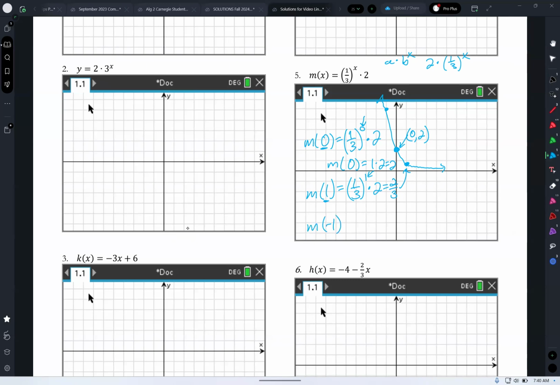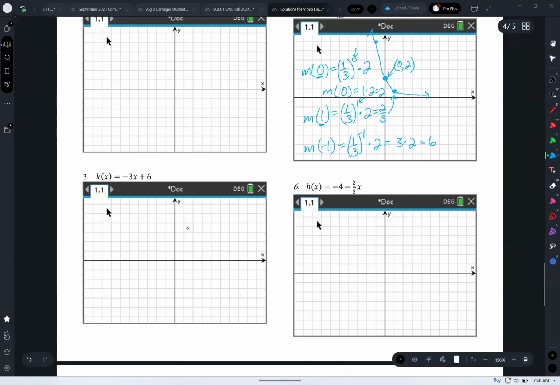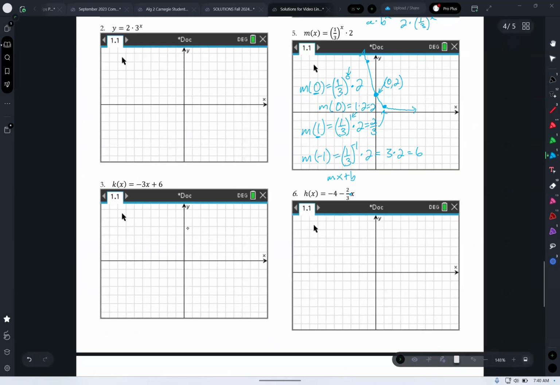M of -1 equals 1/3 to the -1, right? We're taking that -1 is substituted in for x. We talked about earlier, negative exponent means reciprocal, so 3 times 2, or it means division. So what I was dividing by, I'm now multiplying by, is 6. Input of -1 maps to 6. Okay, similar thing with number 6, except again, we want to notice that's linear. There's no variable in the exponent. It is being multiplied, and that multiplication is constant additive rate of change.